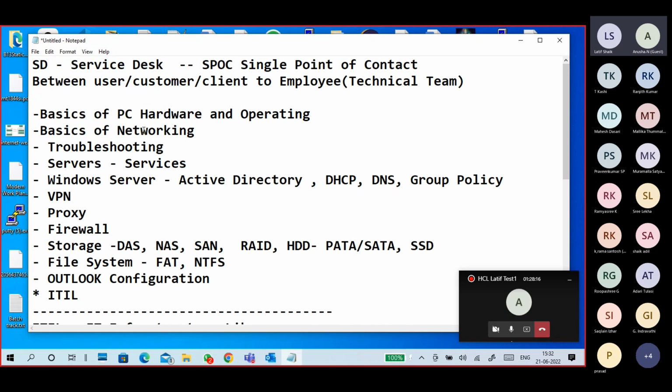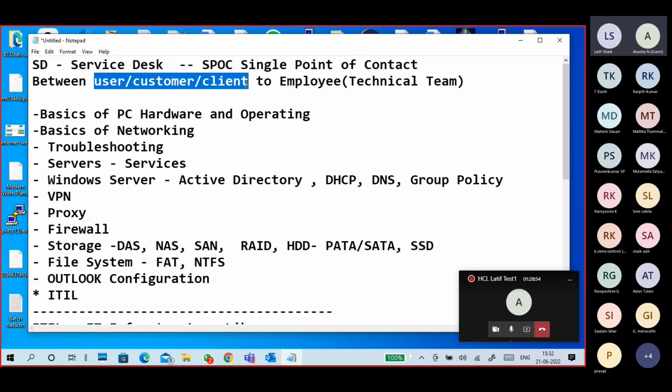And very important for the service desk is that it interacts with users, customers, clients, working people, technical people. So you must understand what complaint the client has given. You should understand it, and inform your technical team, or maybe solve it yourself because you have technical knowledge. You give primary support, and later escalate the issue to a higher position.